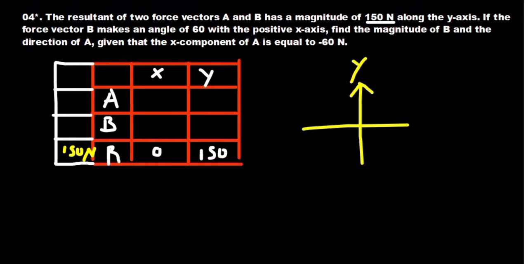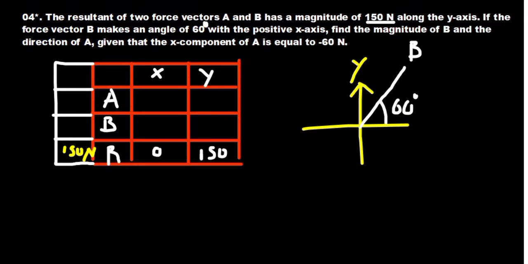Of course, we know the units are newtons because we're talking about forces. Is there any more information we've been given? Yes. If the force vector B makes an angle of 60 degrees with the positive x-axis, then vector B is going to be somewhere there. We don't know the magnitude, but we've been given the angle. Find the magnitude of B and the direction of A.